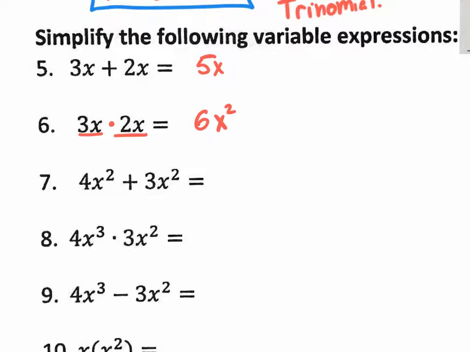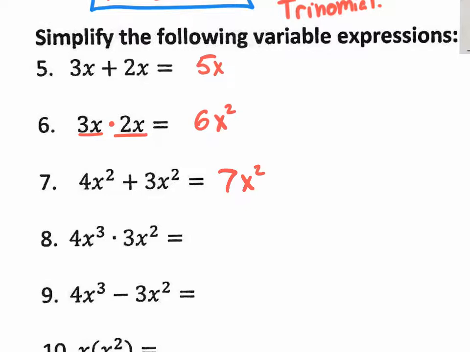So anyway, on number 7, we have 4x squared plus 3x squared. Okay, so we are adding, we're simply combining these two terms that happen to be alike. So I have 4 of these guys plus 3 more of these guys. What's your answer going to be? 7 of those guys. And I'm talking about x squares. So 7x squared is your answer.